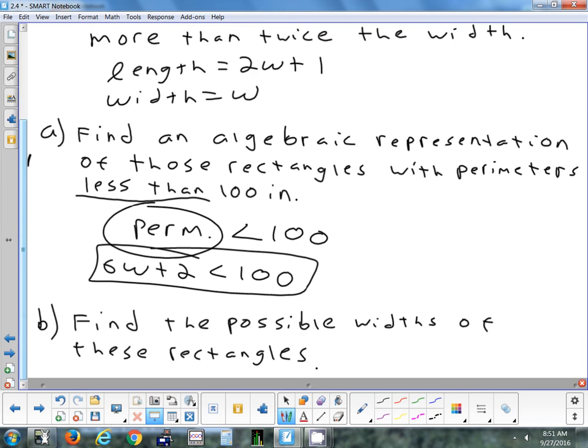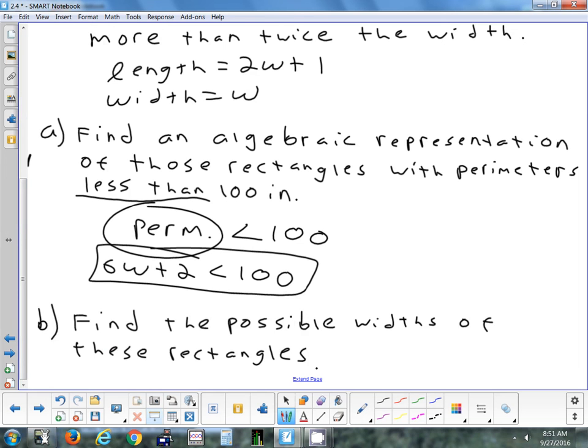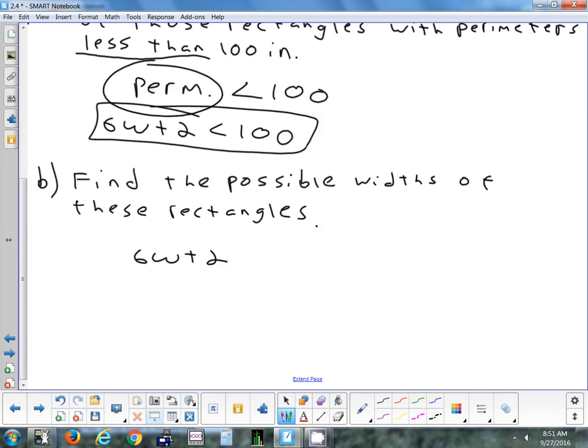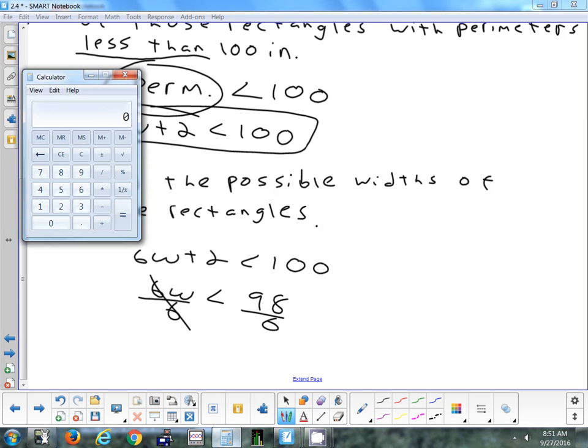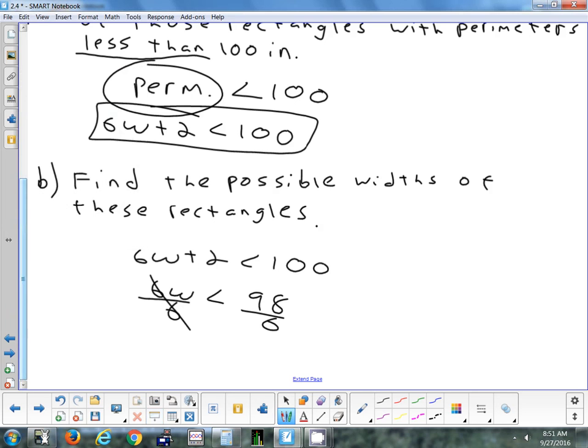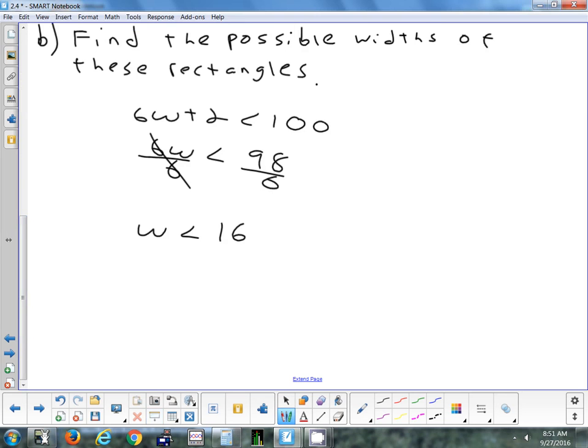What could the widths actually be? Okay, so if I solve this, I bring the 2 to the other side. So 6w is less than 98. And Kayla, what's my last step? Divide by 6. And 98 divided by 6 is, I guess let's just round it to 16.3. So the width has to be less than 16.3.